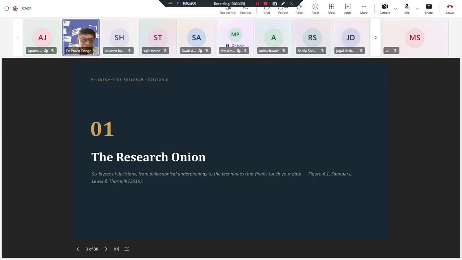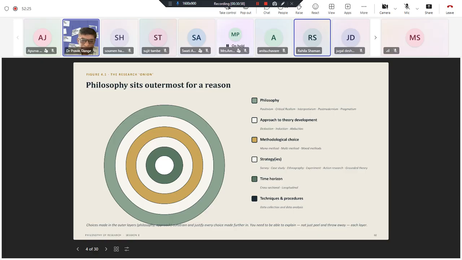So the research onion. Why is it so small? Yeah. Are you able to read this? There are six layers of decisions a researcher should take, from philosophical underpinnings to techniques that finally touch your data. So figure 4.1 in the Saunders pre-read talks about that. The PPT is lacking actually. We were not able to see the figure. Now it is visible. Sorry.